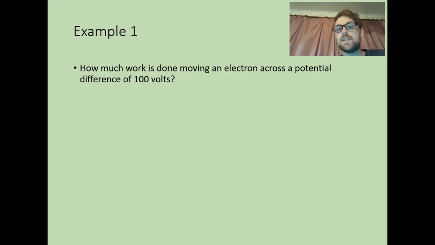The question is how much work is done. So the first thing we know is we're being asked about work. How much work is done moving an electron across a potential difference of 100 volts. So we know we want to work out the work done, and the potential difference equals 100 volts.